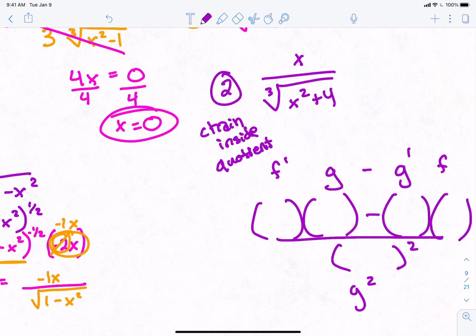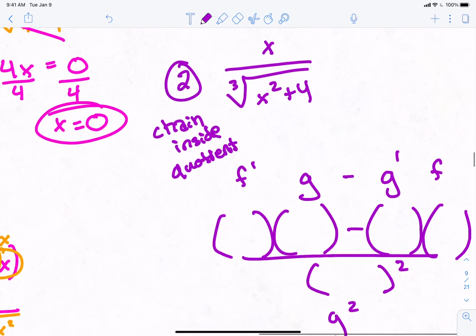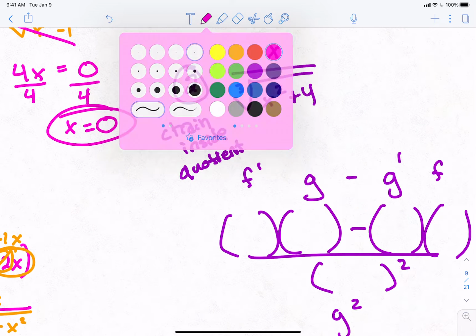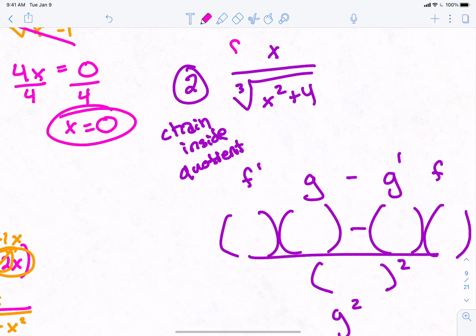Okay? We're not going to go crazy simplifying. We're just going to do the thing. Which one is f? The top. G is the bottom. G minus... So it's just going to turn into 1 all over. So f prime, the derivative of x, is just 1. That's nice. G just stays the cubic root of x squared plus 4.